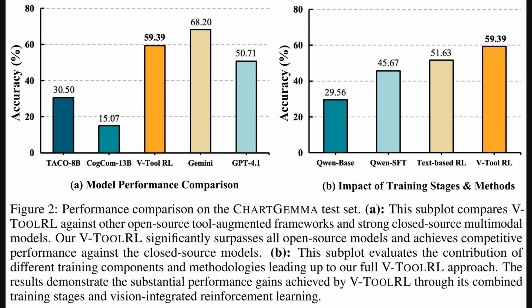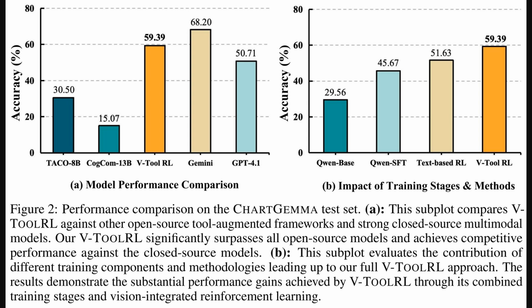Alright, so after seeing the variety of tools, Figure 2 here really shows us the payoff. It compares the performance of V-TOOLRL on a benchmark called the CHARTGEMMA test set. Part A of the figure lines up V-TOOLRL against other models. You can see V-TOOLRL hitting 59.39% accuracy, which is quite a jump compared to other open-source models like Taco8b and CogCom13b. It also stacks up well against strong closed-source models, even beating GPT-4.1.